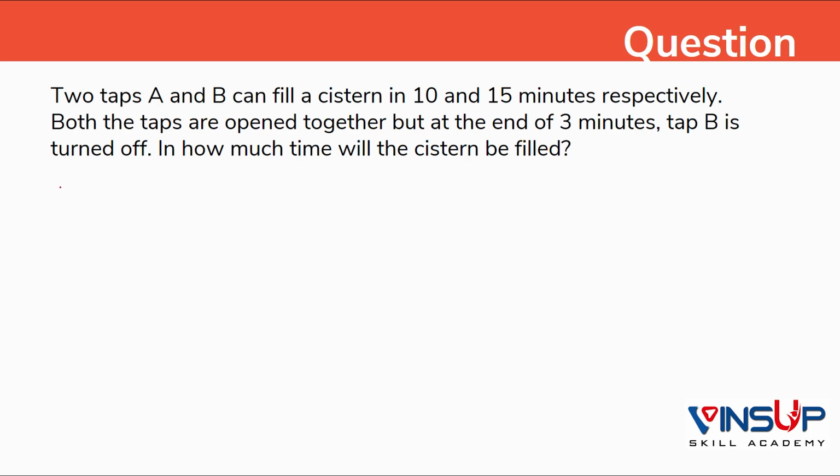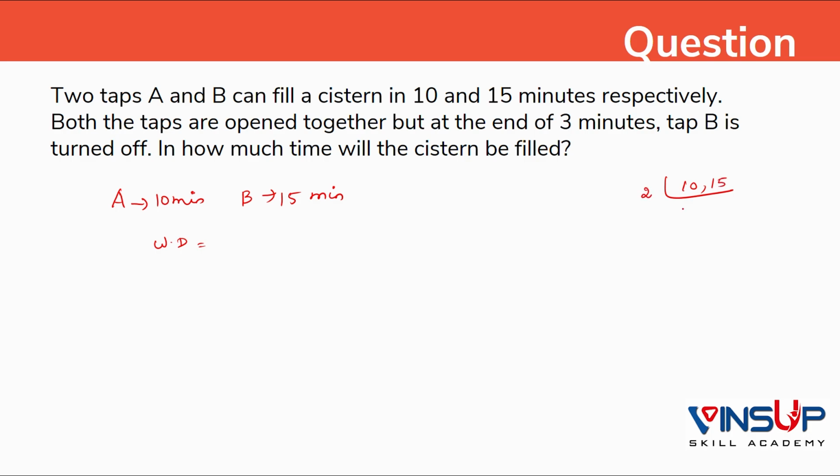So first, A takes 10 minutes to fill a cistern. Then B takes 15 minutes to fill the cistern. Now this information is enough. Now we are going to find the work done. So work done is the LCM of 10 and 15.